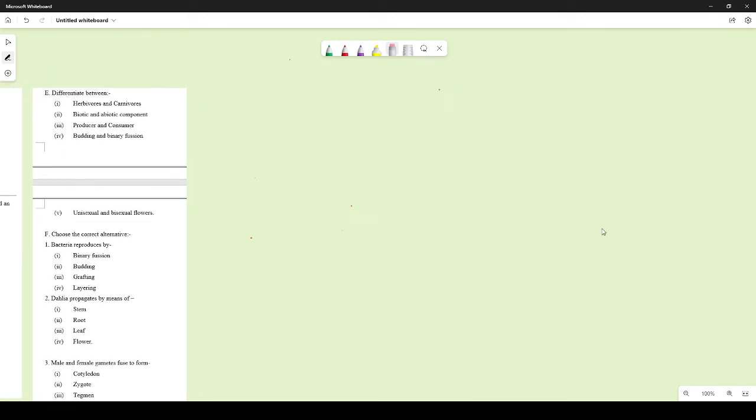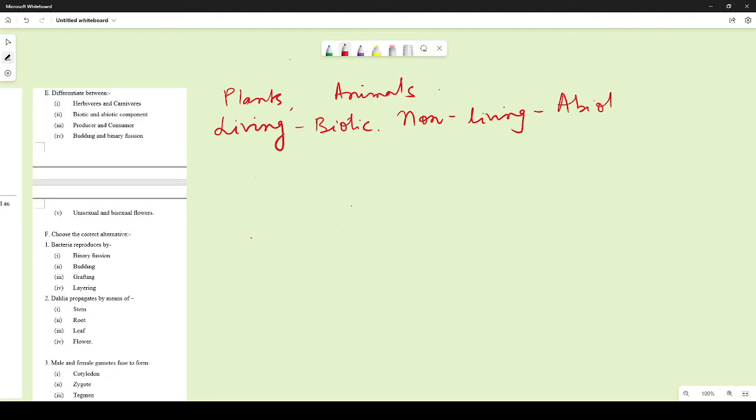Differentiate between herbivores and carnivores. We already know that. Herbivores obtain their food from plants, and carnivores obtain their food from animals, right? They eat animals and they eat plants. Biotic and abiotic components. So the living components are the biotic components, whereas the non-living components of an ecosystem are called its abiotic components, right?